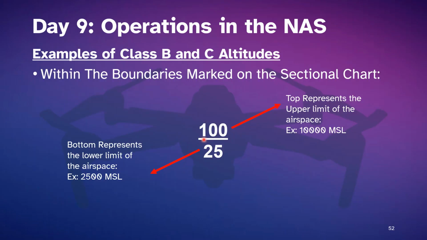So these Class Bravo and Charlie altitudes are marked based on the upper and lower limits of the airspace. The number on the bottom of the fraction tells you where the bottom of that shelf is. The number on the top of that fraction tells you the top of that shelf. And sometimes you've got to go digging a little bit to find these, especially in more complex airspace. But you'll find it in this way.